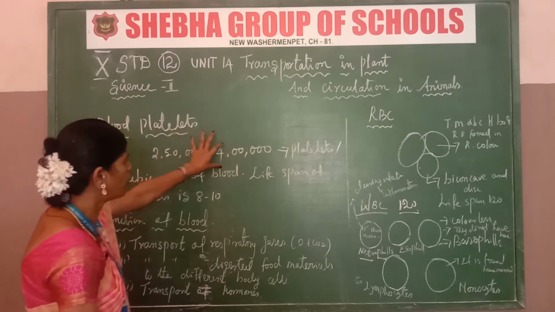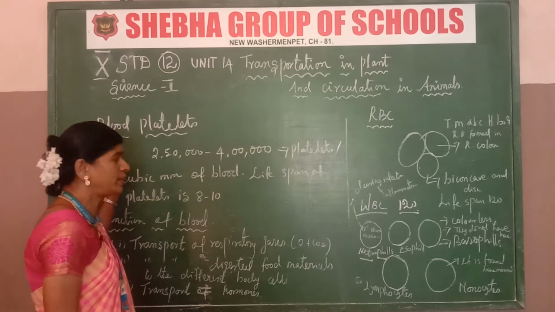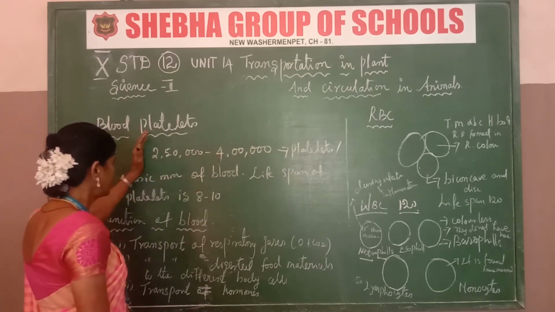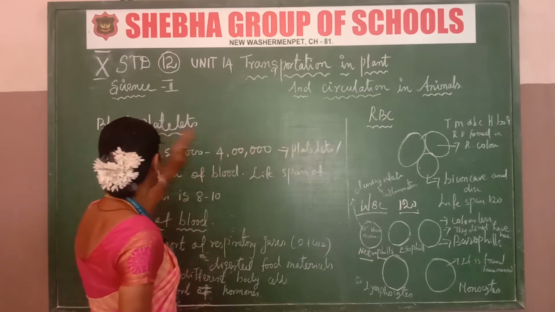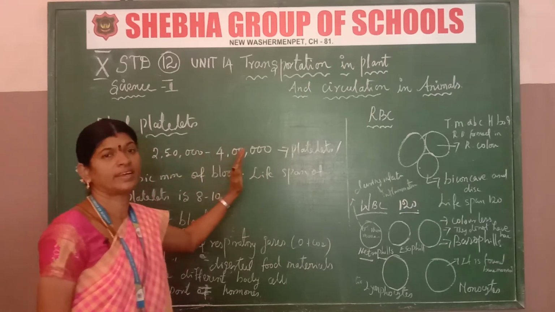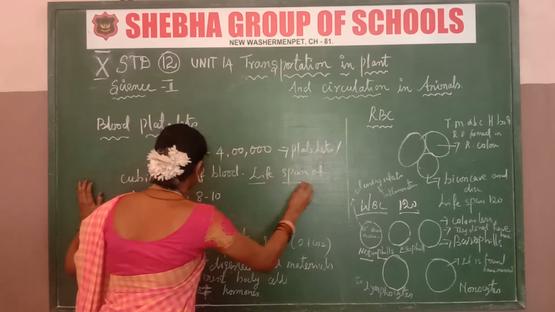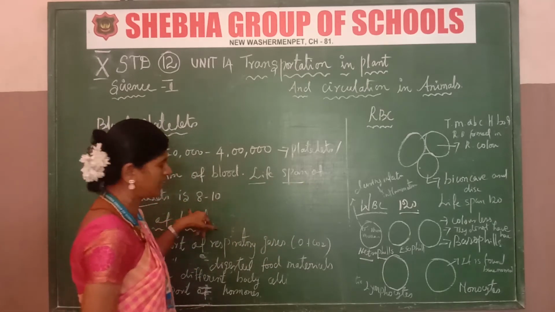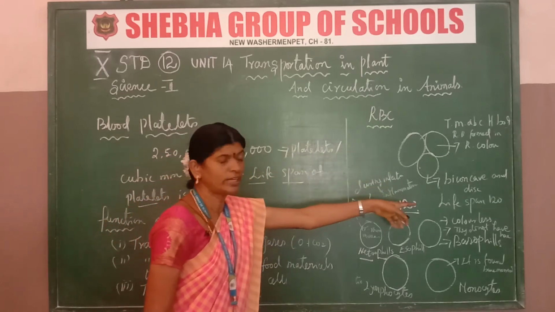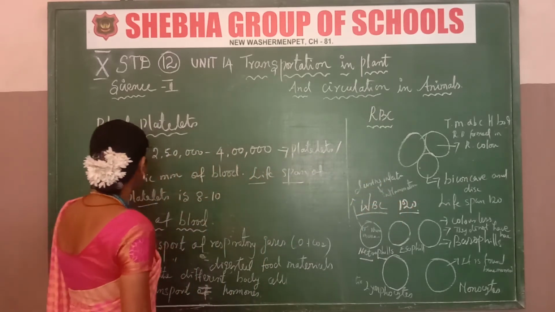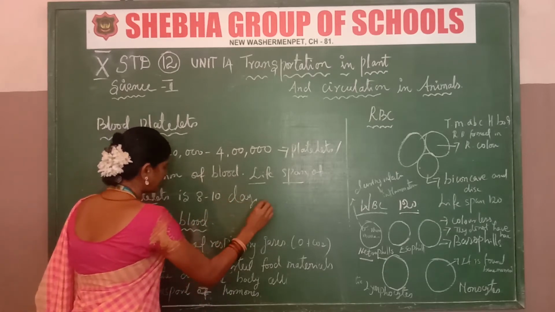250,000 to 450,000 platelets are present in a cubic millimeter of blood. That is, 250,000 to 4 lakh blood platelets per cubic millimeter. The lifespan of blood platelets is 8 to 10 days. RBC lifespan is 120 days, but the lifespan of blood platelets is 8 to 10 days. It's clear.